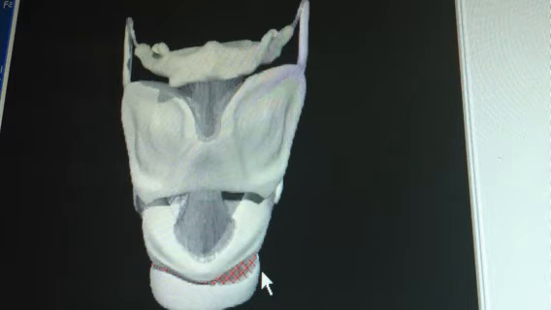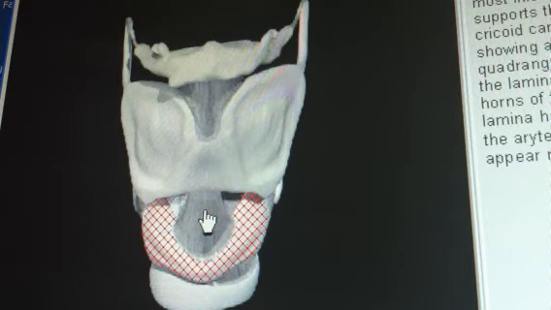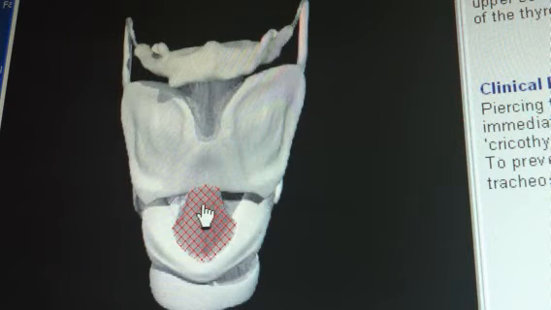Now let's talk about some intrinsic. This first one here is the cricothyroid membrane, and the cricothyroid membrane connects the cricoid cartilage with the thyroid cartilage. And in this area here, there's a thickening, and it is known as the median cricothyroid ligament.